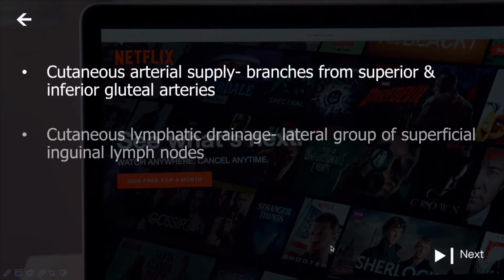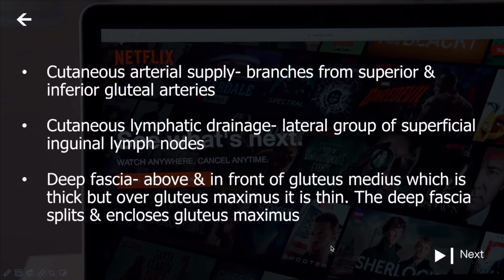Other terms that fall under this are the cutaneous arterial supply, which are branches from the superior and inferior gluteal arteries, the cutaneous lymphatic drainage, the lateral group of superficial inguinal lymph nodes, and the deep fascia, which lies above and in front of gluteus medius, where it is thick, but over gluteus maximus it is thin. The deep fascia splits and encloses gluteus maximus.